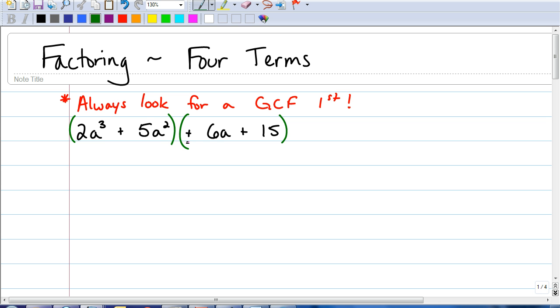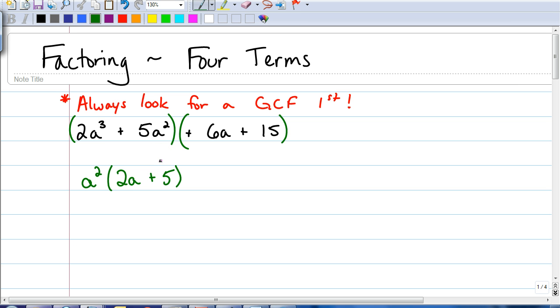Now in these first 2 terms, you're going to look to see, well, what's the greatest common factor between these 2? Well, between the 2 and the 5, there isn't any, but between the a cubed and a squared, there is. It's a squared. So I'm going to factor out an a squared. Now when I do that from the first term, 2a cubed, I'm left with just a 2a. For the 5a squared, when I factor out an a squared, I'm left with just the 5. Remember, we can always double check by distributing this a squared through. And when you do that, you still end up with 2a cubed plus 5a squared.